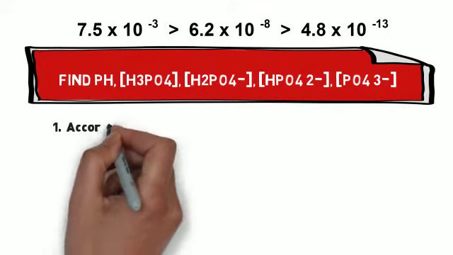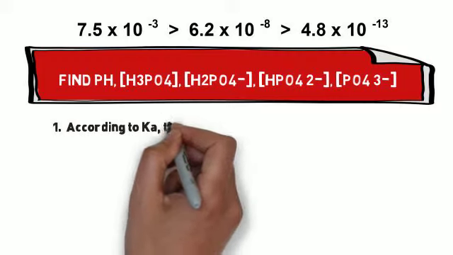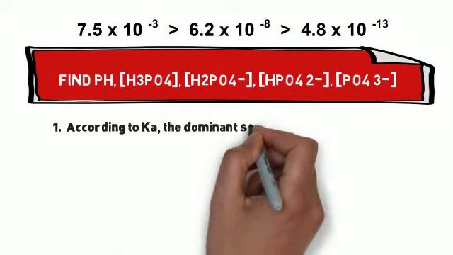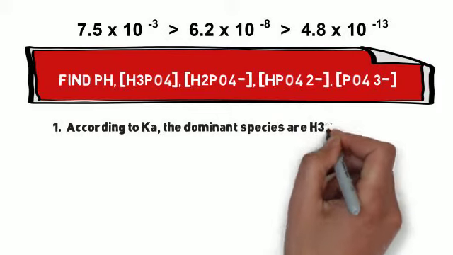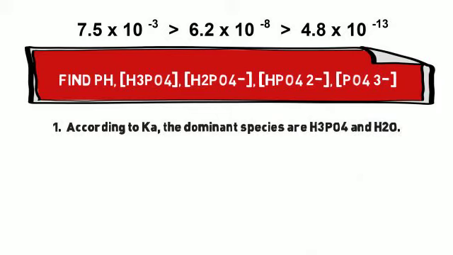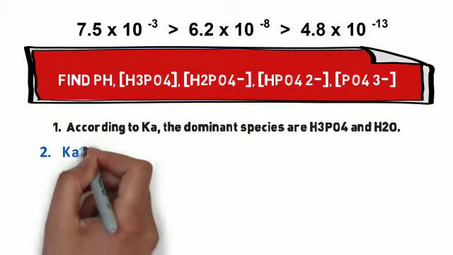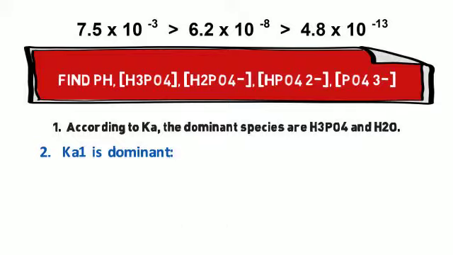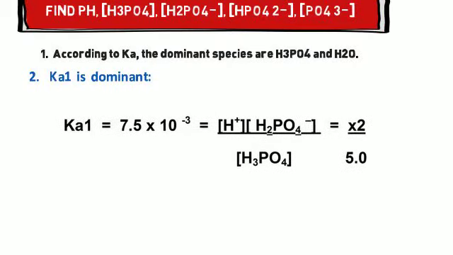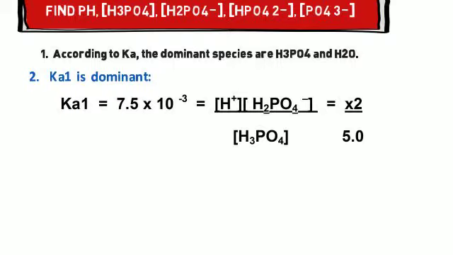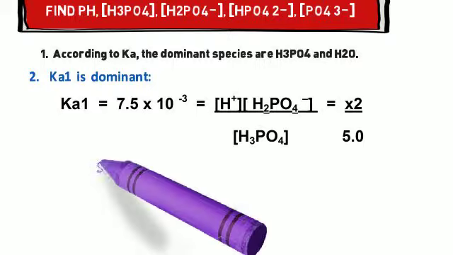As always, please look at the dominant species. According to Ka, the dominant species are H3PO4 and, of course, water. This is what's actually mostly in your container. That's what that means. So Ka1 is dominant. And here's the equation that you need to set up. Always write the expression without any numbers. H plus times H2PO4 negative over H3PO4, that's Ka1. Expressing that mathematically, x squared over 5.0.